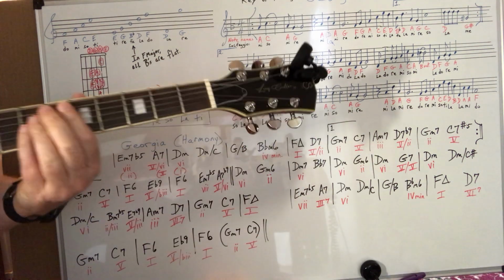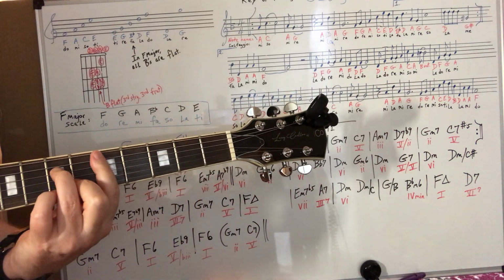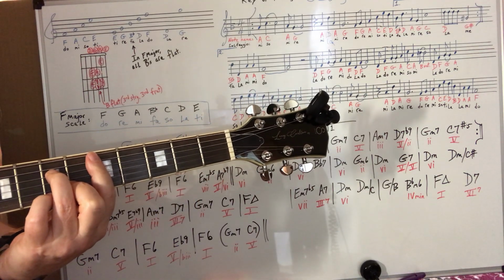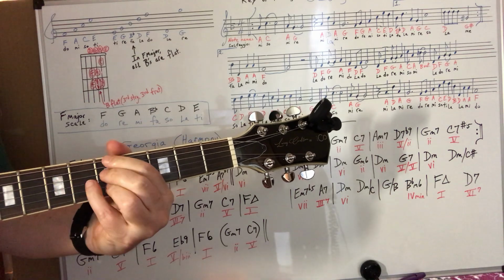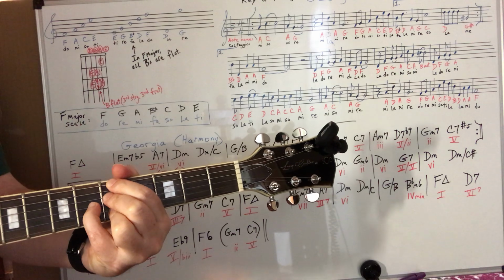Okay, so in F, we have the F chord is 1. The D minor 7 is the 6th chord. The 5 of that D minor is A7. So you can call it the 5 of 6.